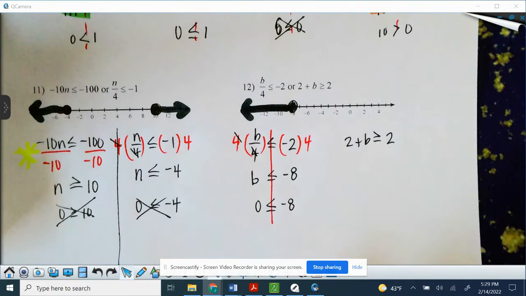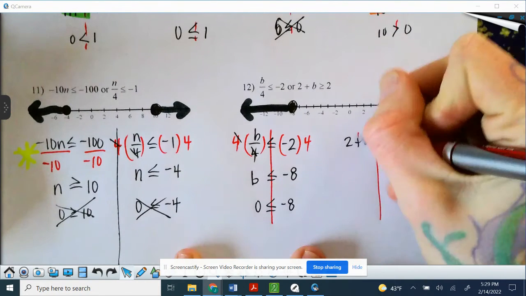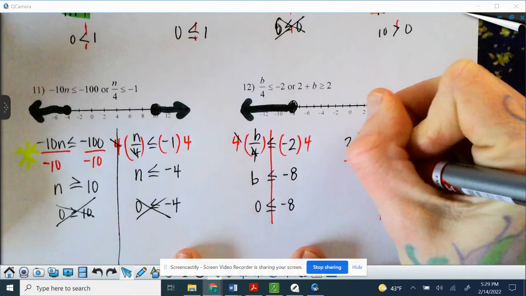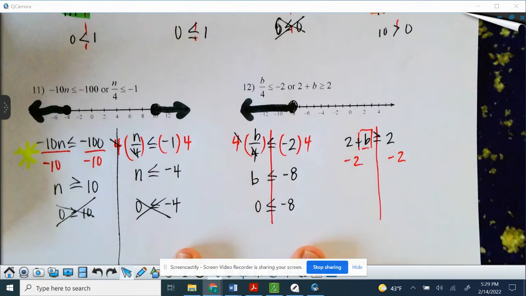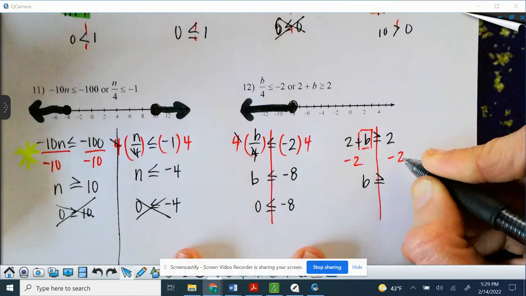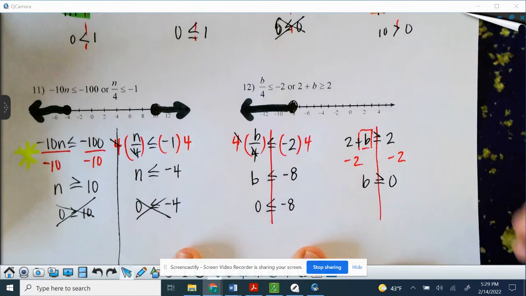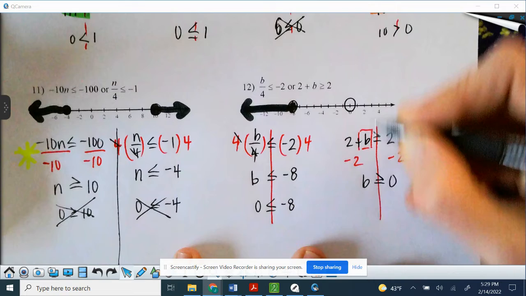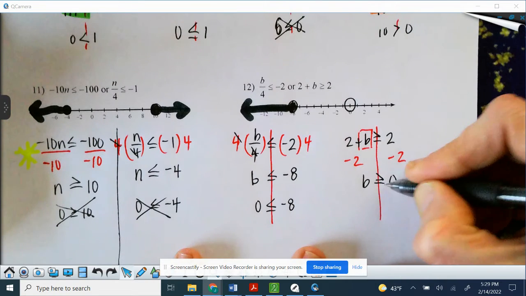Now we're going to solve the next one. We have B in our box, so we need to subtract 2 from both sides. So B is going to be greater than or equal to 2 minus 2, which is 0. So we know we can go up here at 0. Open circle or closed? It's going to be closed because that's an equal to.